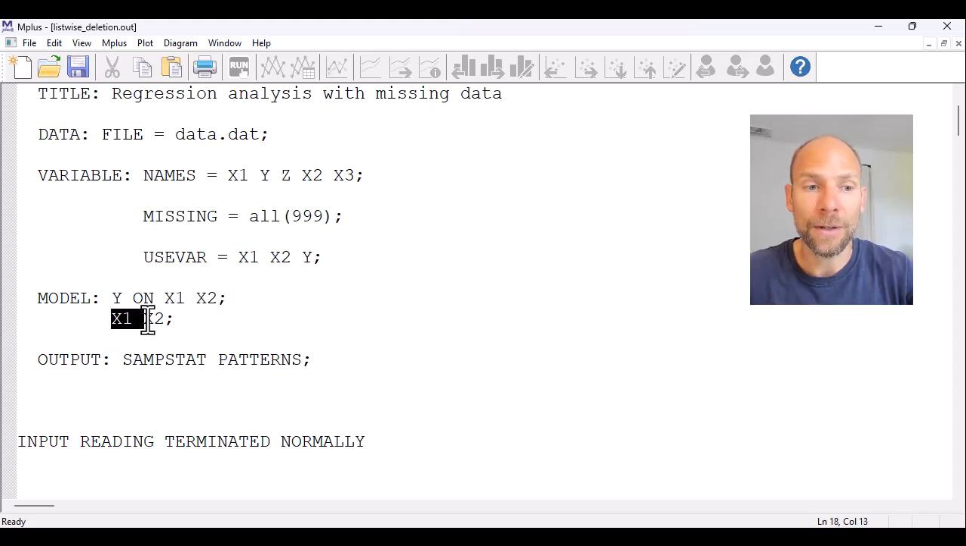And I included the x1 and x2 variances here in the model, which is useful to do in Mplus so that even cases with missing data on x variables will be included in the analysis when we use the Mplus default here, where we will see that the Mplus default actually includes cases with missing data in the analysis. Let's scroll down and take a look at what we get in the output file.